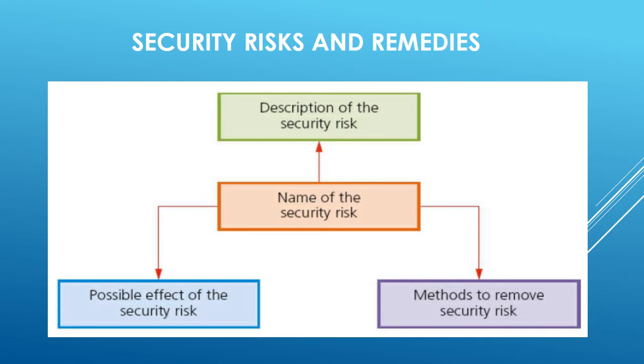I'll explain the security risks and their remedies through this chart. The rectangle in the center will display the name of the security risk. Then on the top, the rectangle with green border will show the description of the security risk. Then at the left side, the rectangle with blue border will show the possible effect of the security risk, and the rectangle at the right side with purple border will show the methods to remove the security risk. So let's start with the first security risk.